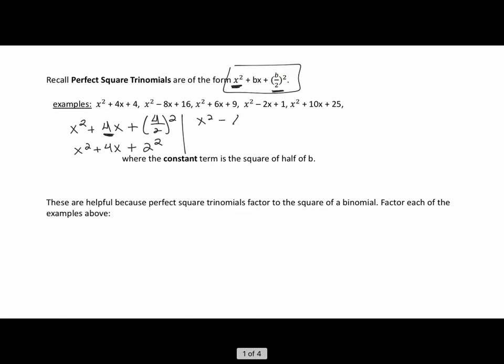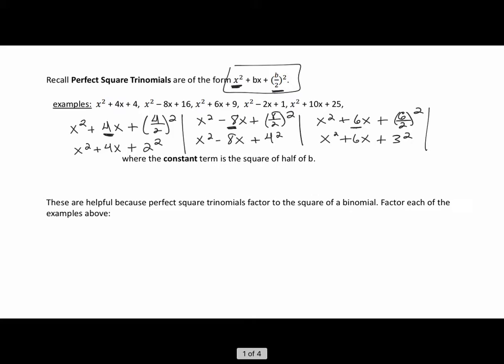X squared minus 8x plus 16. Can I write that as half of 8 squared? So that'll be x squared minus 8x plus 4 squared, which is 16. The next one, x squared plus 6x plus 9. So 9 will be half of 6 squared, which is 3 squared. Yep.